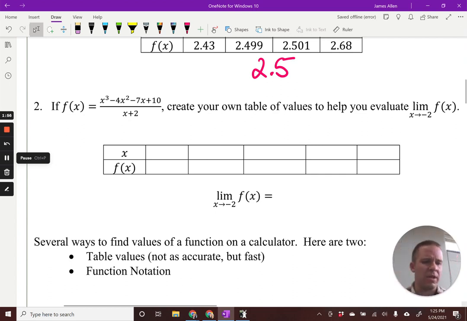Now, why might that be a little bit challenging? When we're looking at this rational function, if I were to just directly plug in negative 2 for x, I'd be dividing by 0. That'd be no bueno. So let's use a table of values.